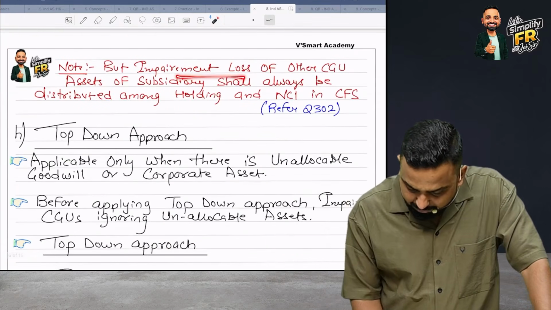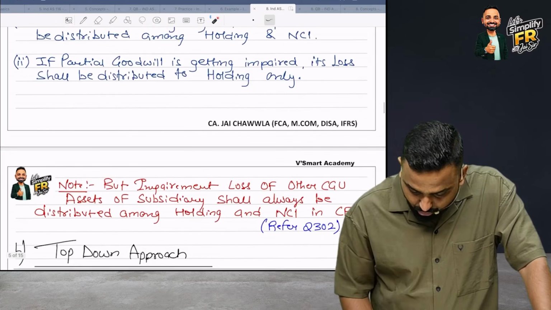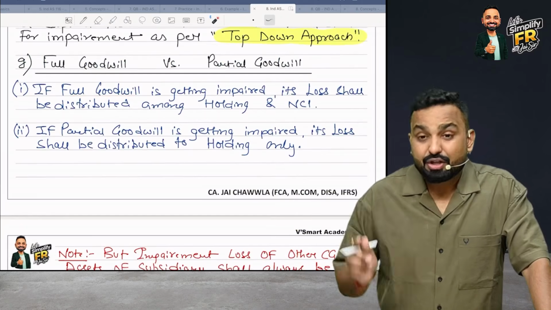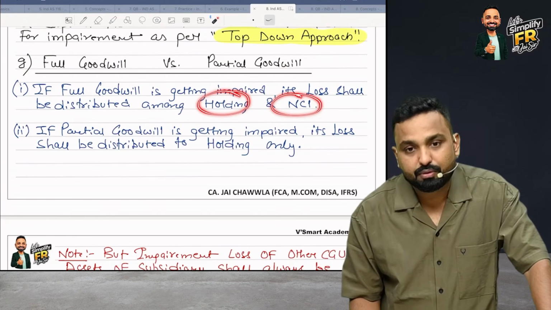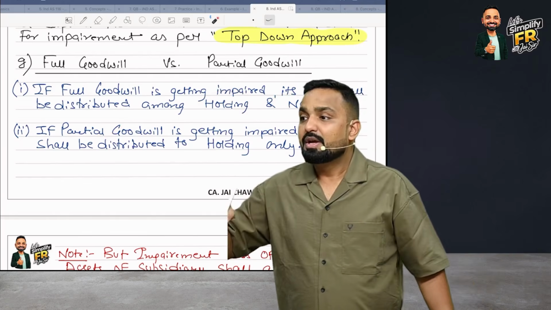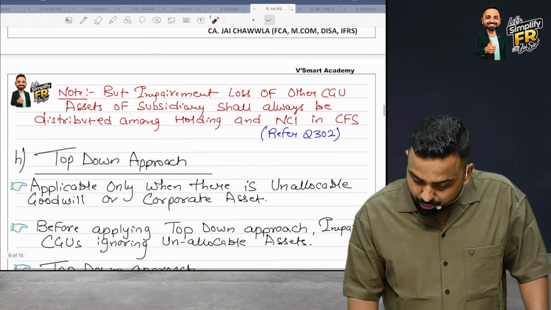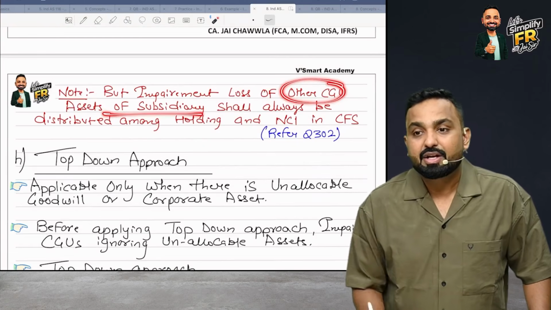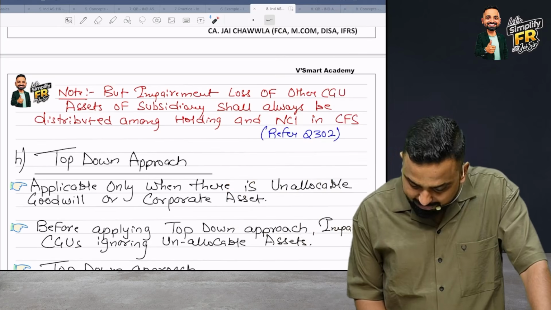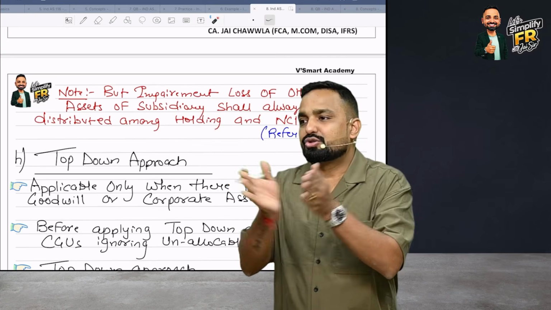Okay. Now, when you have full goodwill impairment loss, you allocate the impairment loss to both. But if you are recognizing the partial goodwill impairment loss, you recognize such loss for the holding company only. What about the other CGU assets of the subsidiary company? If you are recognizing the impairment loss on other assets of the subsidiary company, you recognize the impairment loss for holding and NCI. You will share such impairment loss between holding and NCI.